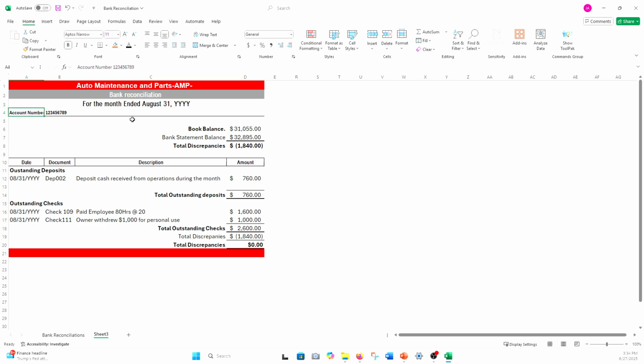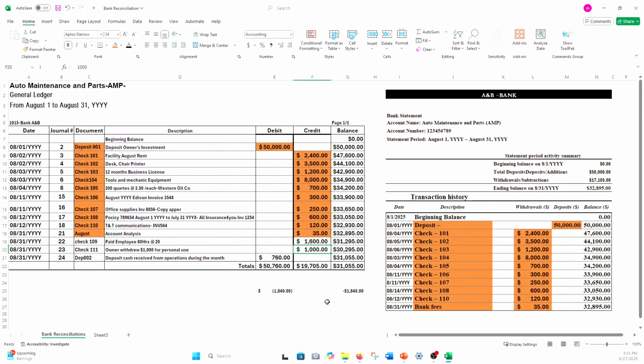You have the account number, because if you have more than one account, it's better to include it. If you have 10, 15, 20, hundreds of accounts to reconcile, you have to put the account number, not only for the bank reconciliation, but for any account that you reconcile. We have the book balance, 31,055. We have the bank statement, 32,895. And we have the total discrepancy, 1,840. That is the same discrepancy that we calculated from the beginning.